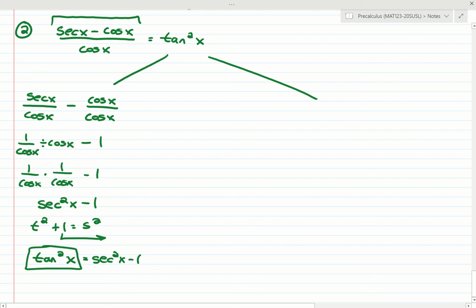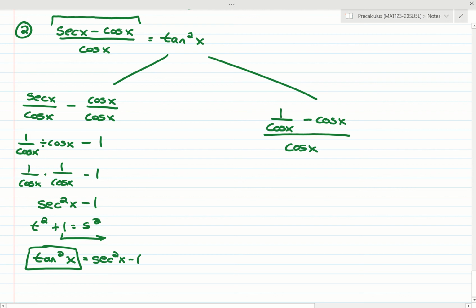And we just showed how the left side turns into the right. Now that's a little bit more advanced. Let me show you the way I think most of you would want to do this problem. Let's convert secant to 1 over cosine minus cosine, all divided by cosine of x.